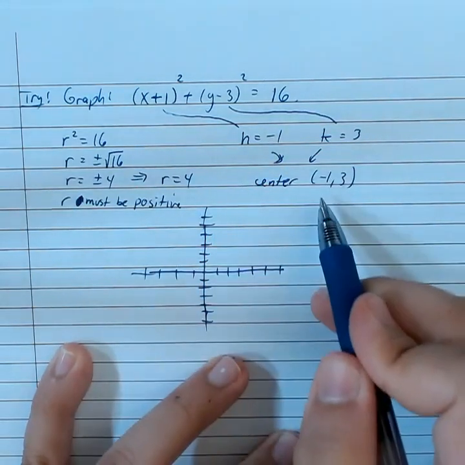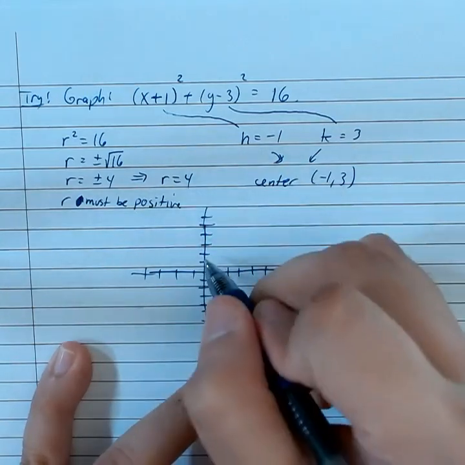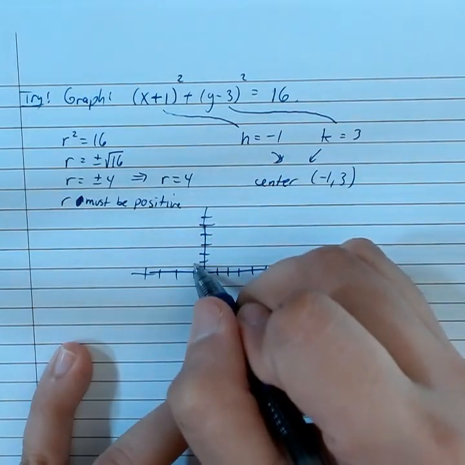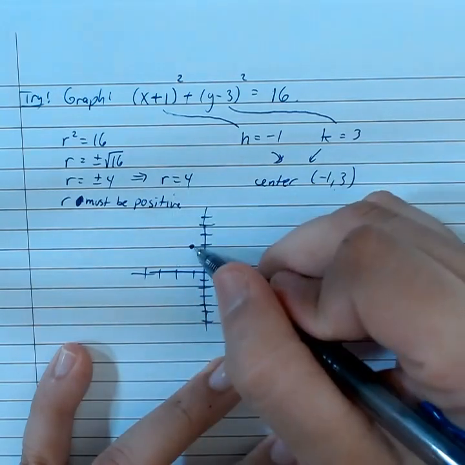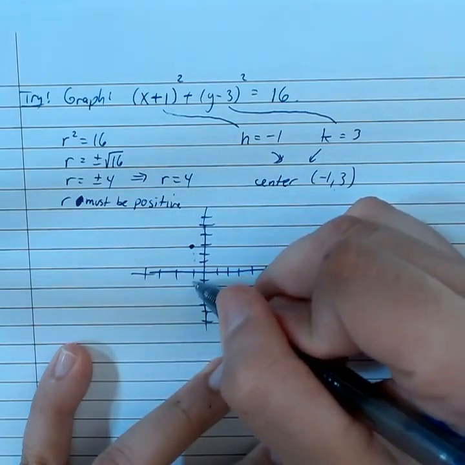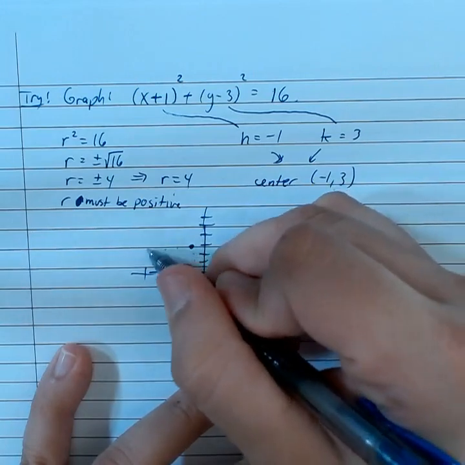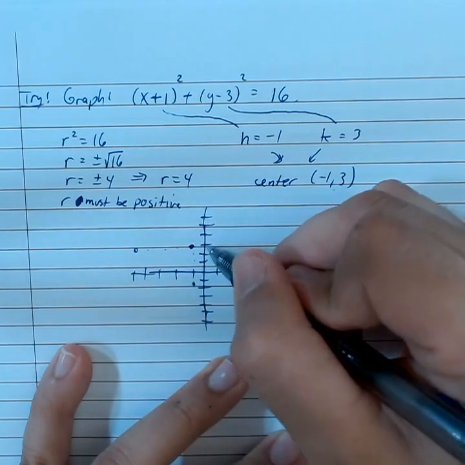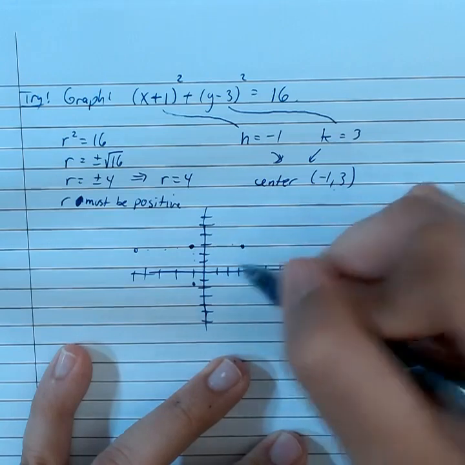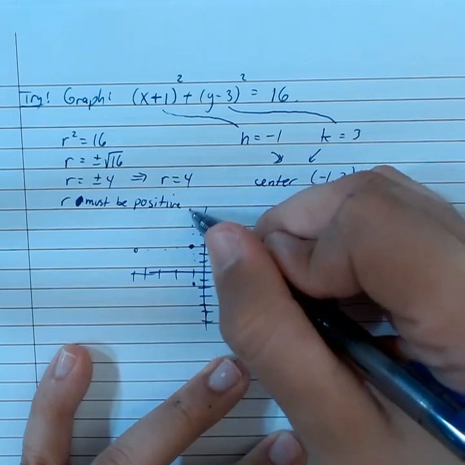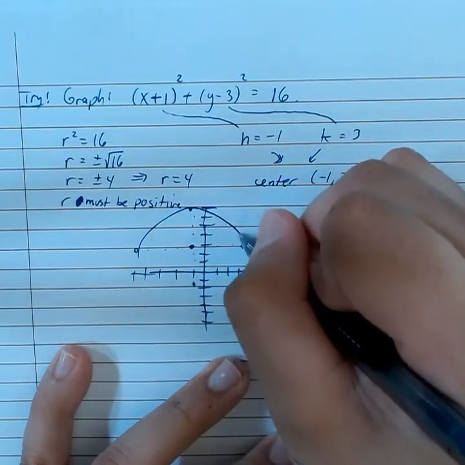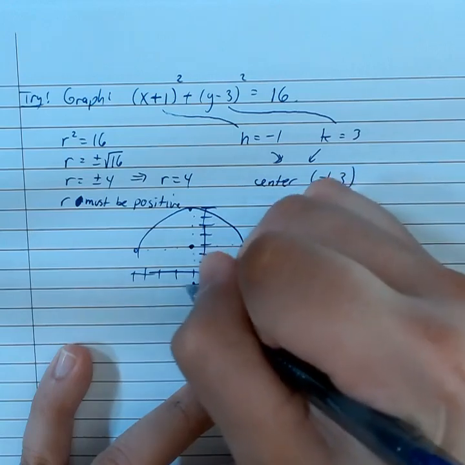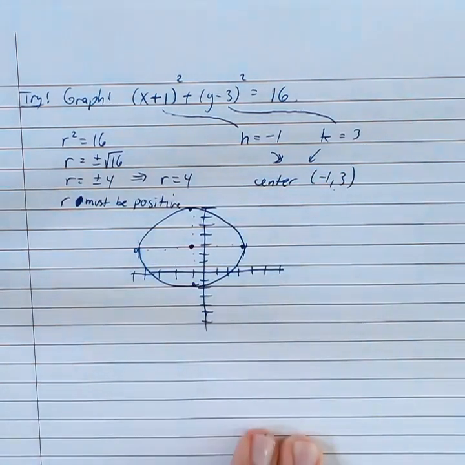All right, your center is negative 1 comma 3. So we're going to go to the left 1 and up 1, 2, 3. And now our radius is 4. So we're going to go down 1, 2, 3, 4. Right 1, 2, 3, 4. Left 1, 2, 3, 4. And up 1, 2, 3, 4. And then you connect your dots to form a circle. And that's the graph of that equation.